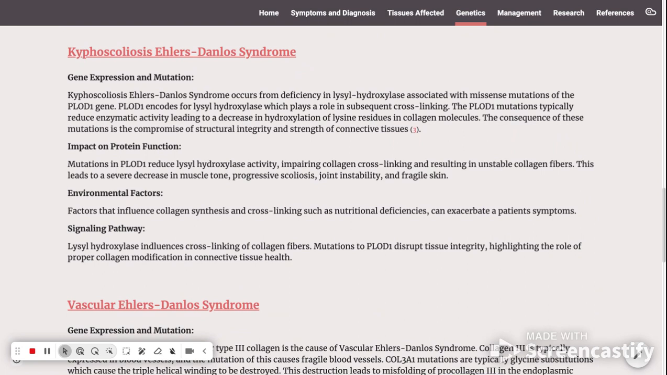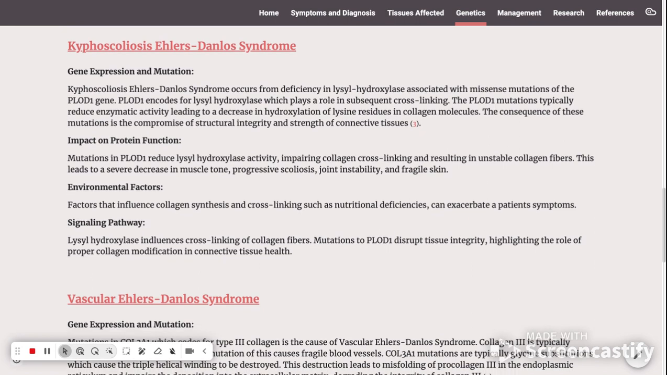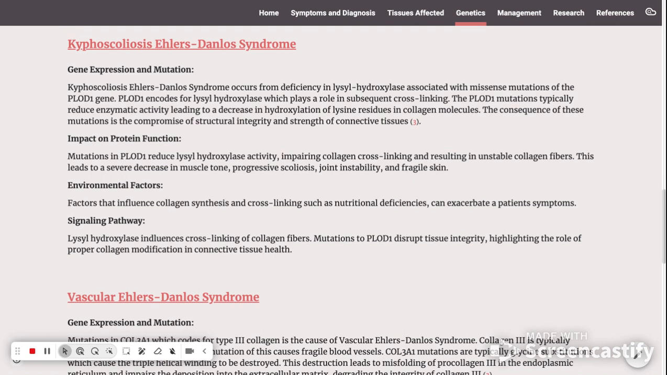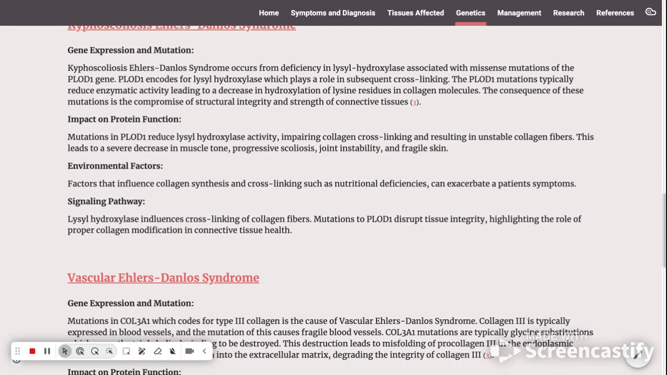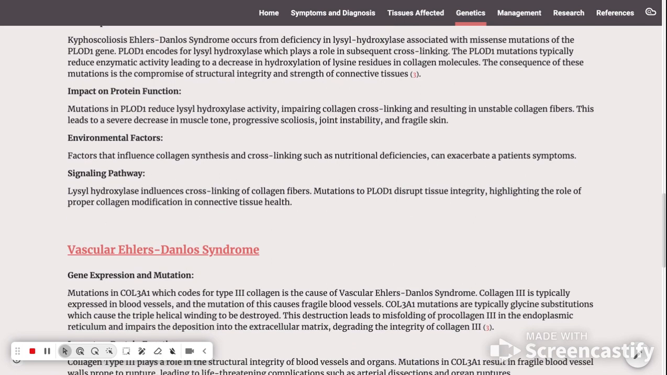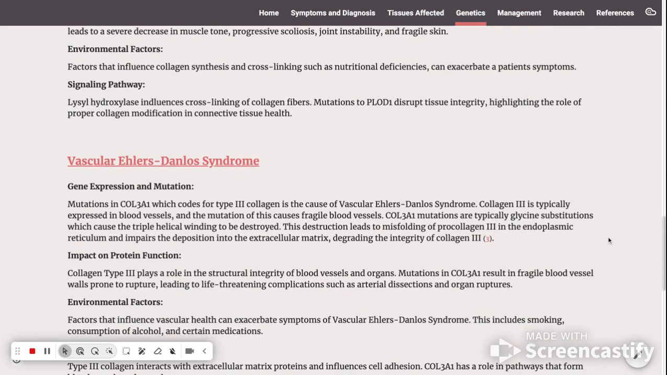For kyphoscoliosis, there is typically a missense mutation in the PLOD1 gene, which encodes for that lysyl hydroxylase that we discussed, and so therefore impacts the cross-linking ability. And this will compromise the structural integrity and strength of connective tissues. As far as environmental factors go for this, nutritional deficiencies can also exacerbate these symptoms. And overall, it's just going to impact that lysyl hydroxylase cross-linking problems in the collagen synthesis pathway.